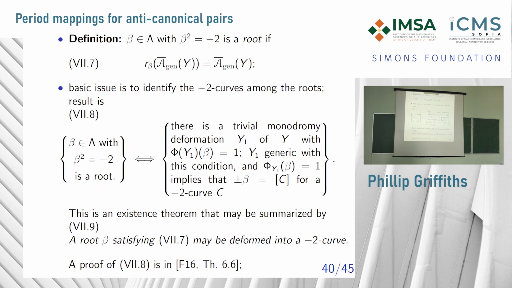The left-hand side are the roots. Those are -2 cohomology classes. The right-hand side gives you basically the statement that if this beta is not a -2 curve, you can deform the pair where it becomes a -2 curve. So a root satisfying this condition, it preserves the generic ample cone, can be deformed into a -2 curve.